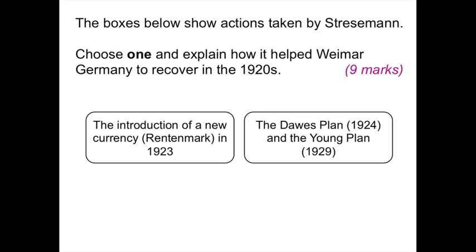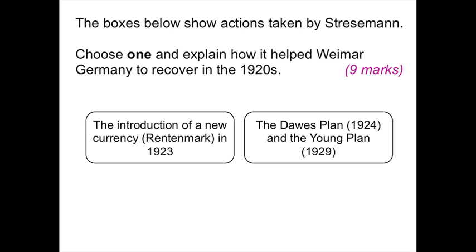We're going to look at 9-mark questions now. In a moment we'll go through how to answer 9-mark questions, then we'll look at each of the options. You only talk about one of the options you're given. So you will be given 2 boxes with 2 different things. You choose the one you want to write about and you write only about that one.